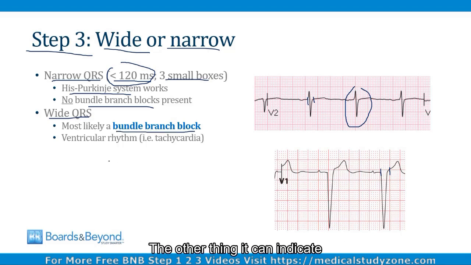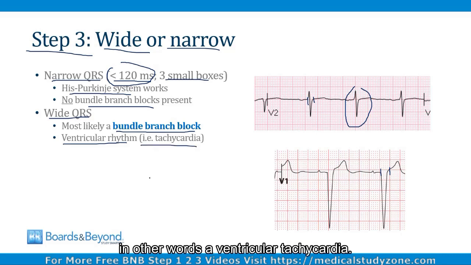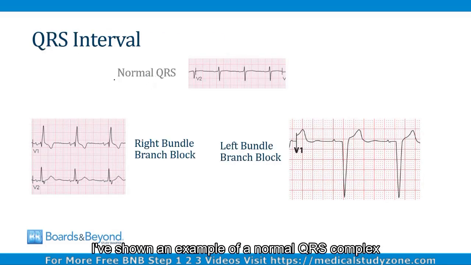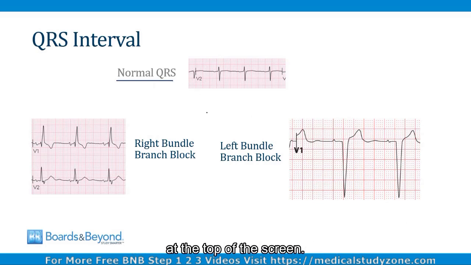The other thing it can indicate is a rhythm that is being generated from the left or right ventricle itself, in other words, a ventricular tachycardia. So once again, I've shown an example of a normal QRS complex at the top of the screen.